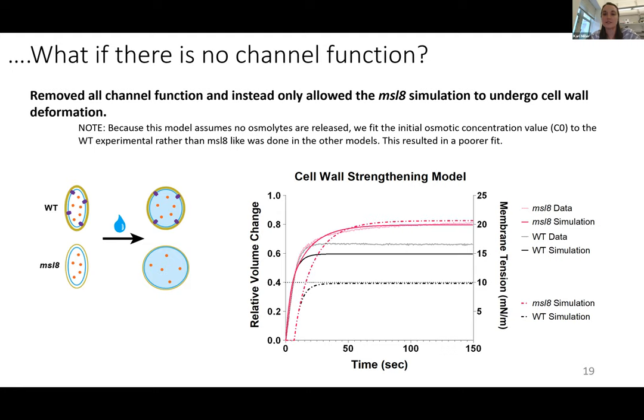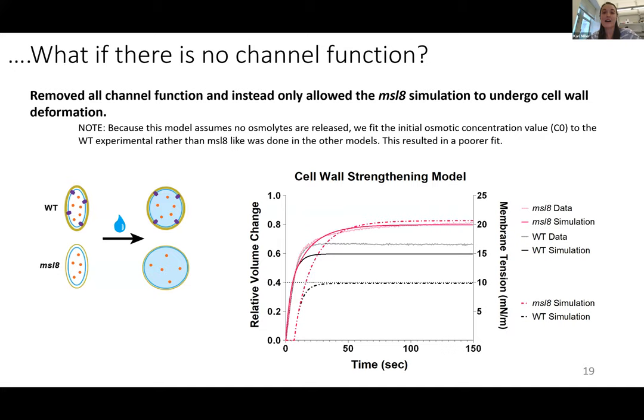But we do see that the wild type simulation has this very stable size, just like what we see in the experimental. And we do see that expansion in the MSL8 simulation, where the membrane tension gets really high, but I guess that's not entirely unreasonable since they do explode a lot. So although it doesn't look quite as pretty as the tension decreasing model, it could still be a possibility.